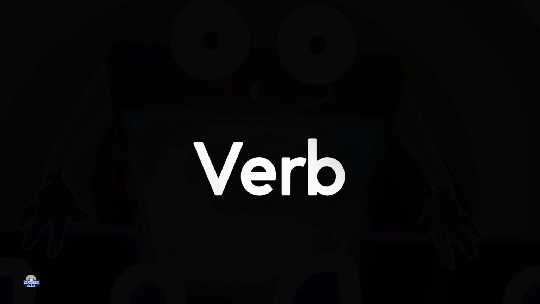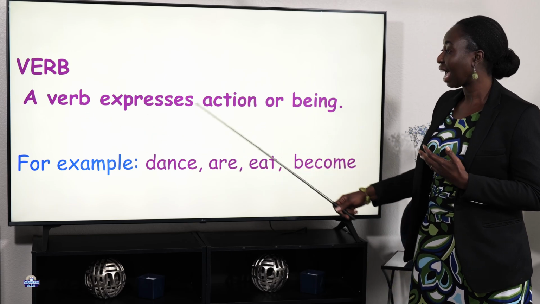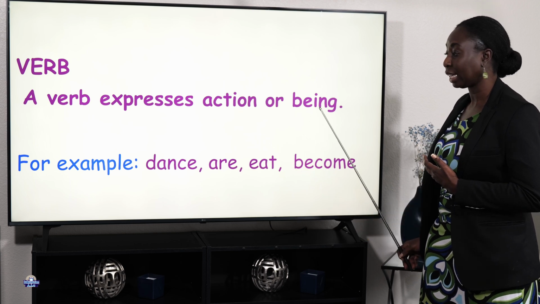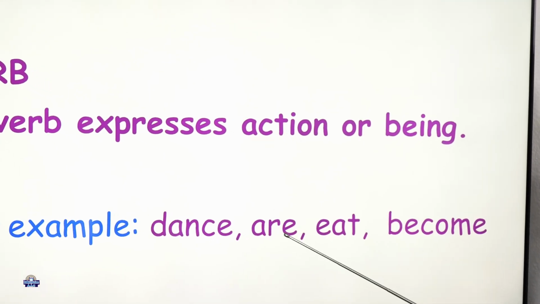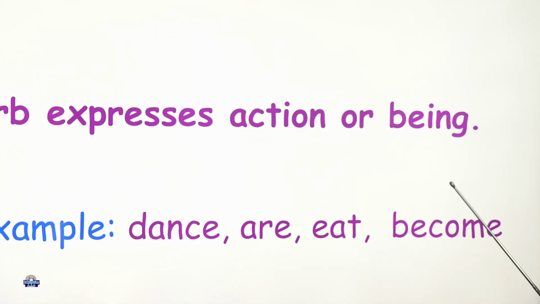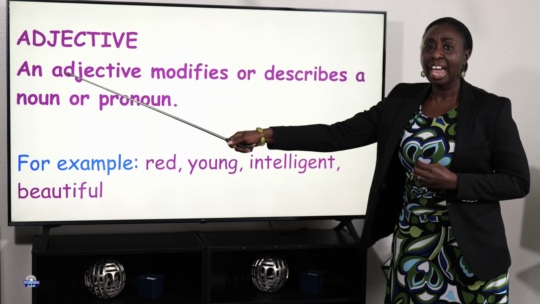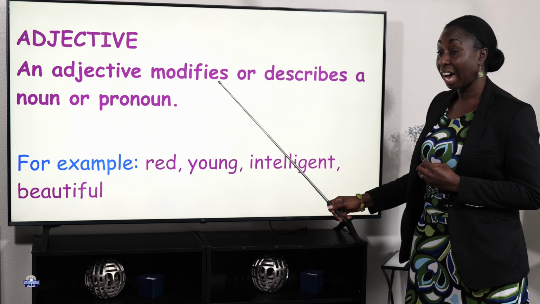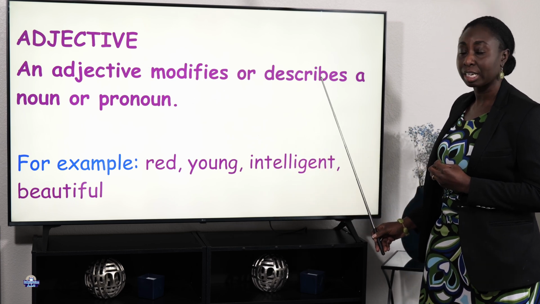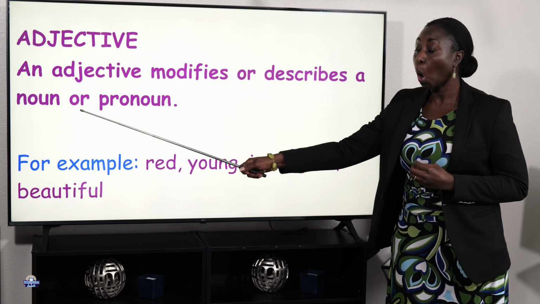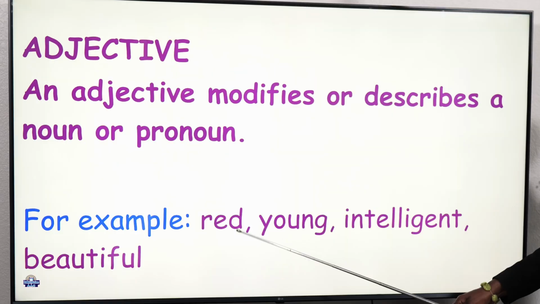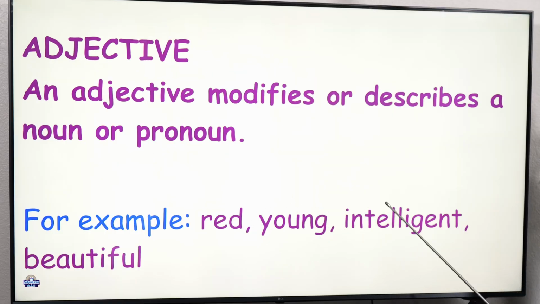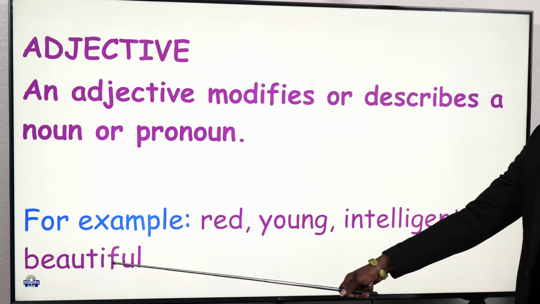Verb. A verb expresses action or being. For example, dance or eat, become. Adjective. An adjective modifies or describes a noun or pronoun. For example, red, young, intelligent, beautiful.